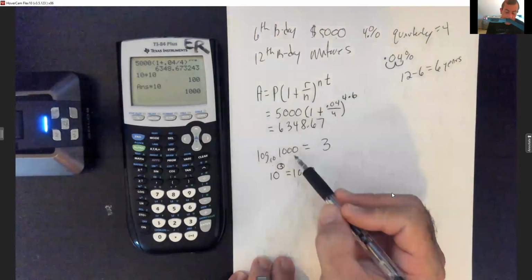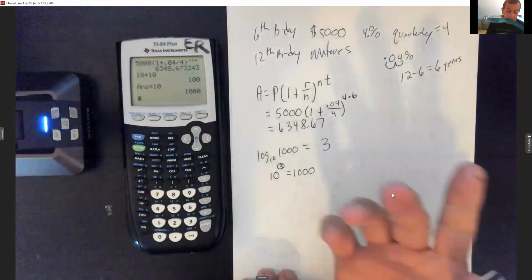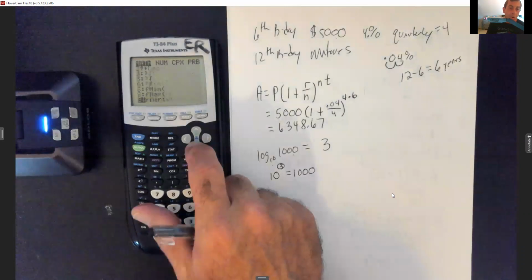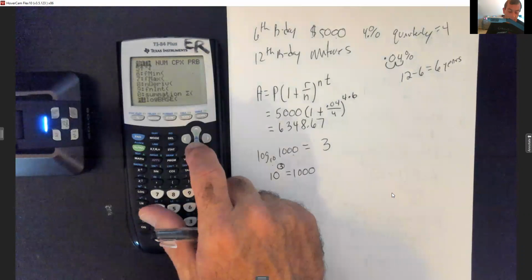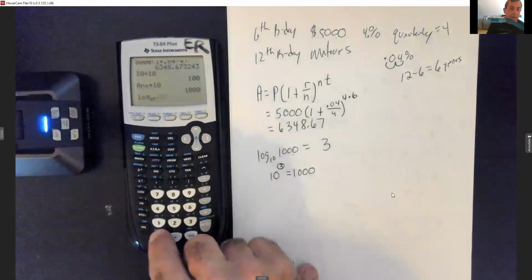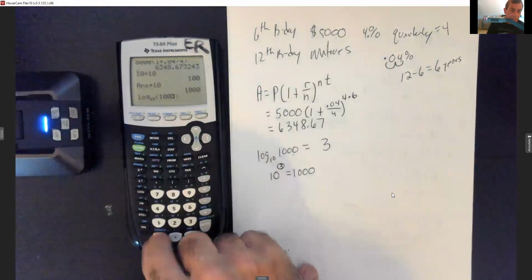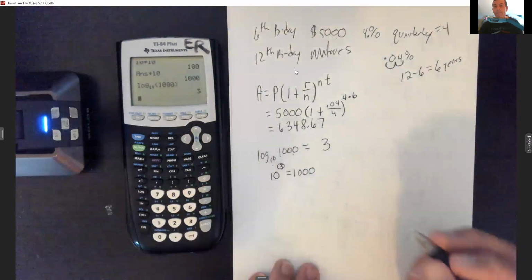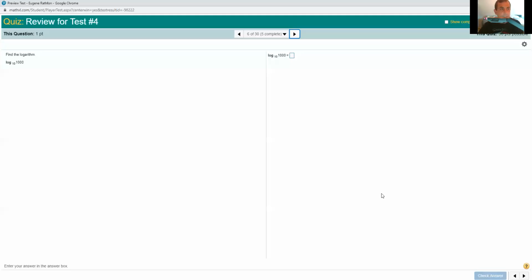Now, y'all, on these calculators, you hit math. If you arrow down, you'll see a log base. Hit enter on that. You put the 10 there. Arrow right. You put the 1,000 right there. Hit enter, and you get a 3. Okay? So logs are not too bad when you knock them out on the calculators. All right, so that was a 3, and then moving on.